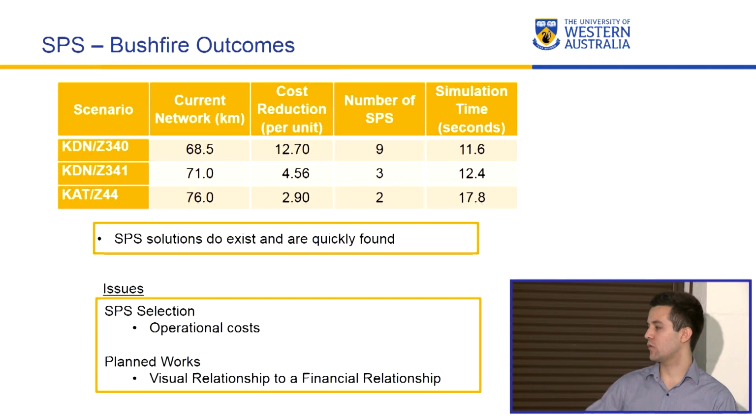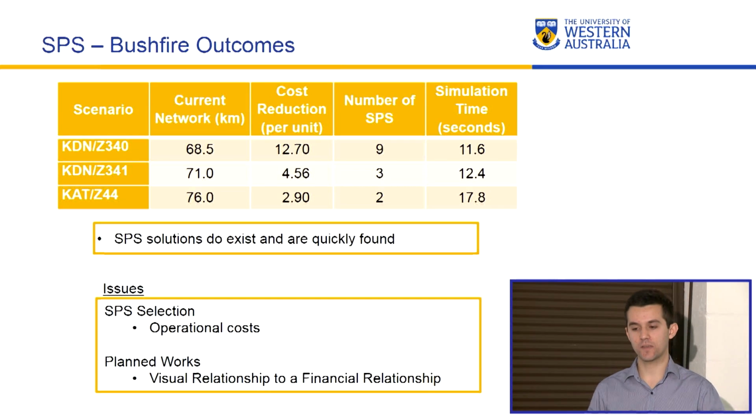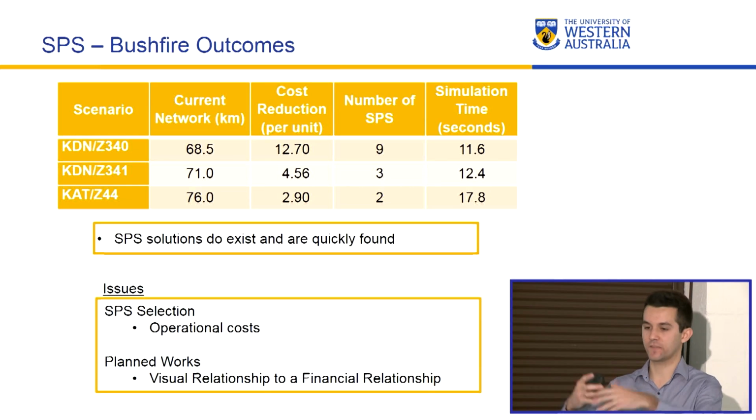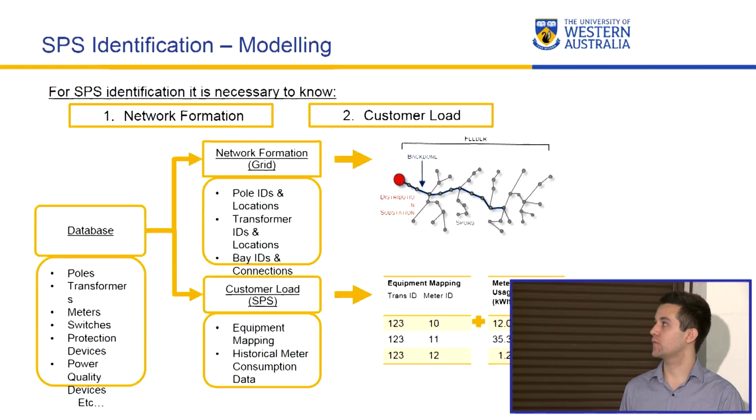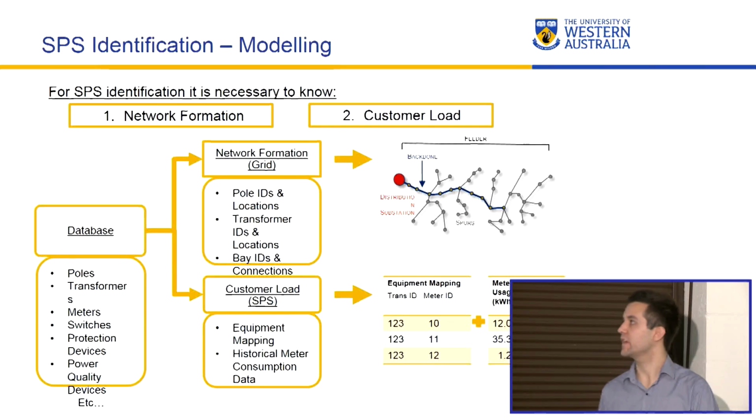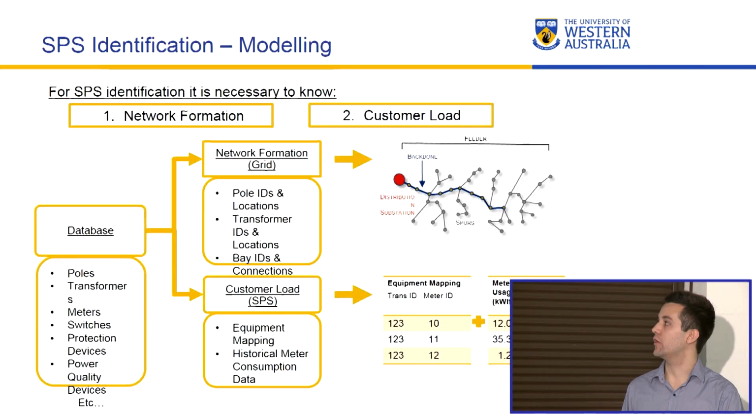Additionally, while our results do provide nice visual outputs, we would like a more financial model, so a more detailed description of what the costs will be, rather than just visually displaying the output. Now, to do this, we spent the next few months establishing a more concrete and more precise algorithm. And the model for this algorithm is based on two aspects. It's based on network formation and the customer loads.